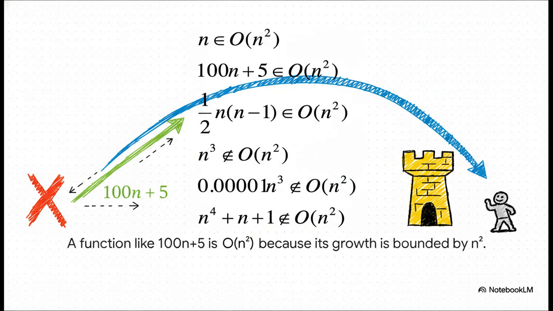And this illustrates it perfectly. Check out a function like 100n plus 5. Now, for small numbers, that 100 makes it seem pretty big, right? But now look at n squared. As n gets larger and larger, n squared just grows exponentially faster. It completely leaves 100n plus 5 in the dust. So n squared creates this ceiling that the other function can never cross. That's why we say it's bounded by n squared, or O of n squared.